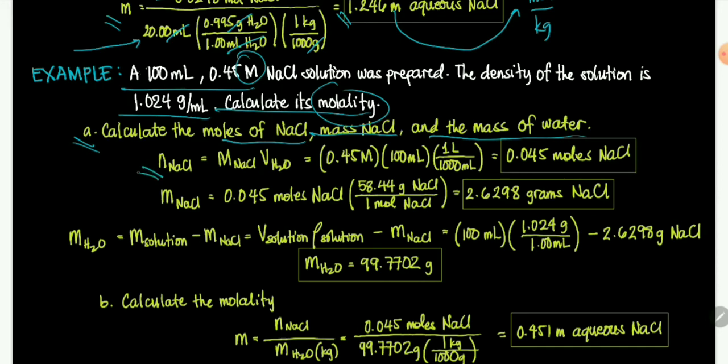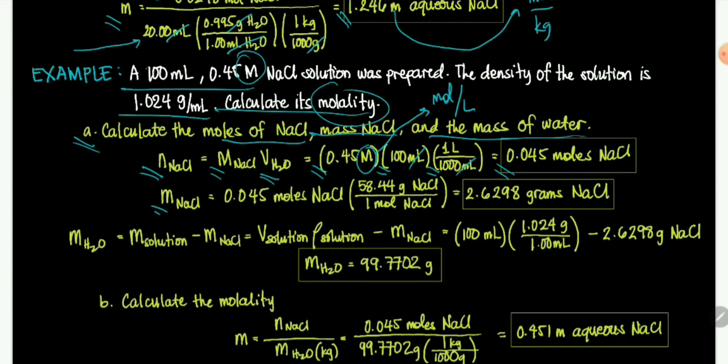Okay? So for the number of moles of sodium chloride, that's just equal to the molarity times the volume. Okay? So molarity of sodium chloride times the volume of water. So that's 0.45 times 100 ml. Iko-convert natin yung 100 ml sa liters. Okay? Kasi ang unit nito ay moles per liter. So 100 ml times 1 liter over 1,000 ml, makakancel yung ml. Okay? So that's 0.45 times 100 over 1,000. So makuha natin ay 0.045 moles of sodium chloride.